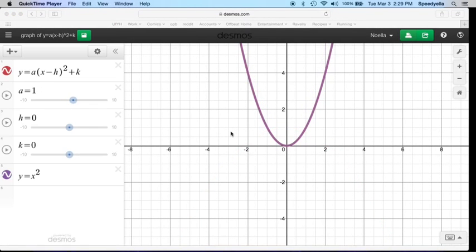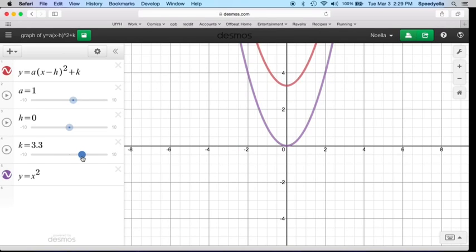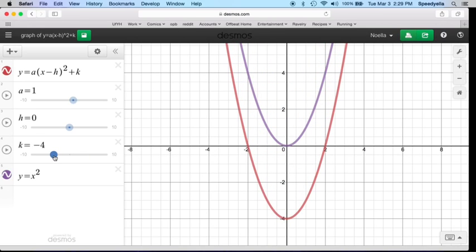I want to go through this just one more time. When I move k up, so when I have a positive value of k, it moves the vertex of the parabola up by that much. If k is 3.2, then the vertex of the parabola moves up in the y value by 3.2. And if I subtract a k value, it moves it down, so that I have, say now, a vertex at 0, -4. If I take my h value, notice that h is being subtracted.